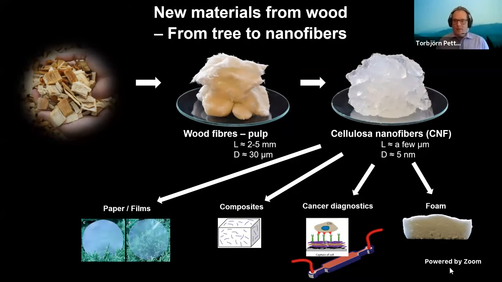A lot of my work and the work in our research group is dealing with creating new materials from wood, going from tree to nanocellulose. We're working with wood pulp fibers, and we're working with nanocellulose, CNF. And from CNF, we normally can make thin films or paper sheets. We can use the CNF in composites. We're using CNF for cancer diagnostic. We make foams. So we can use CNF for a lot of things. And we're now also working a lot on pulp fiber as well.